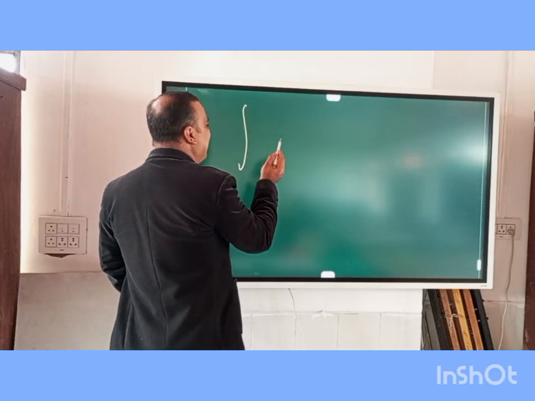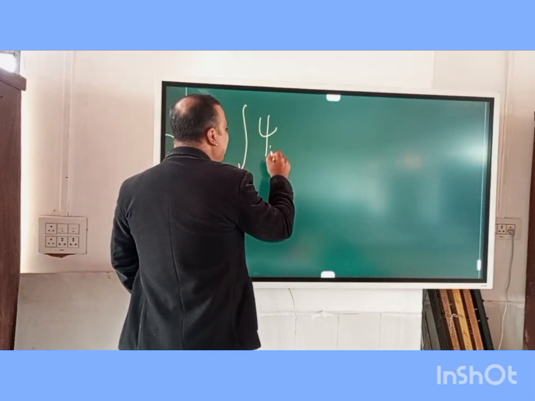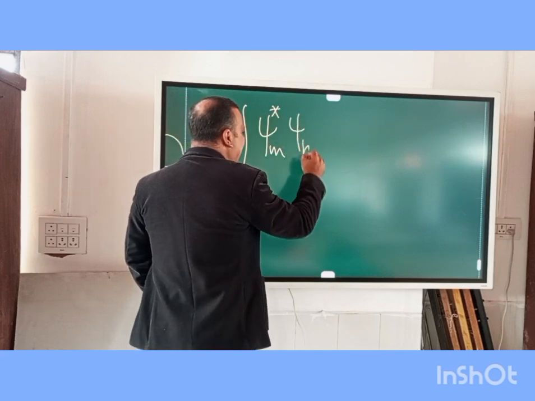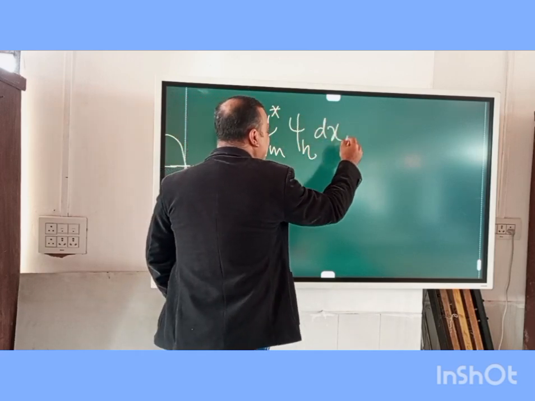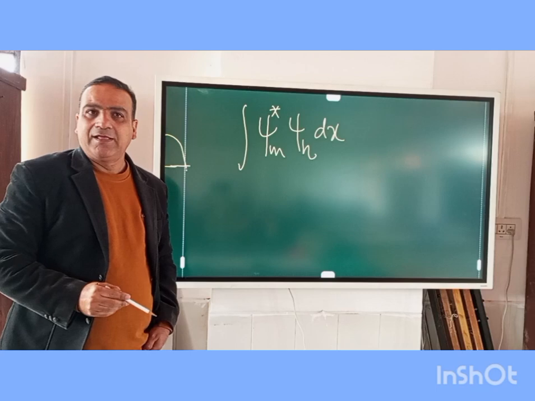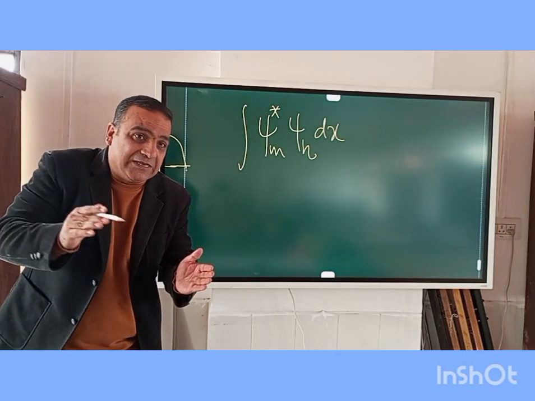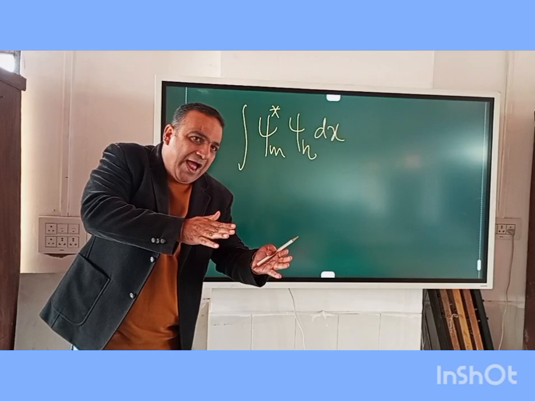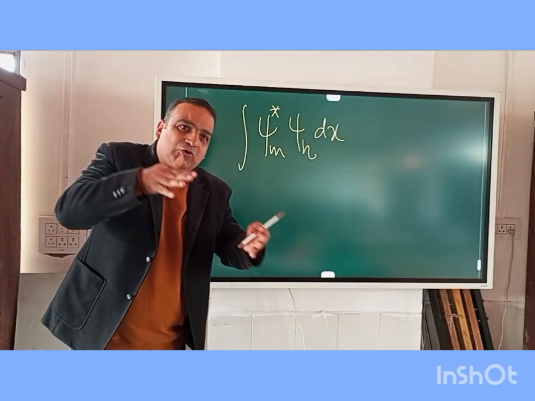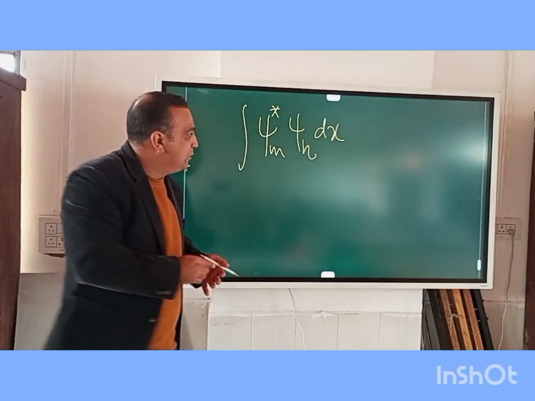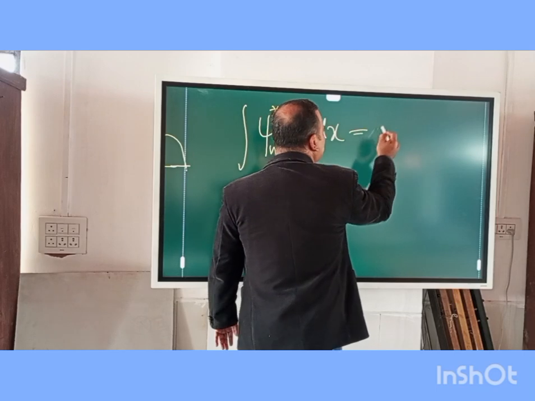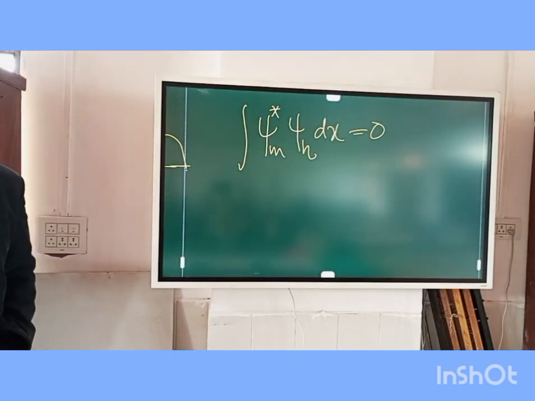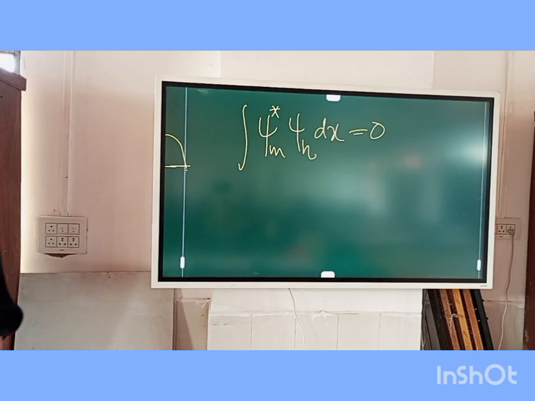That means the integral, if I define psi n star psi n dx, they have to be orthogonal. Psi 2 has to be orthogonal to psi 1. Psi 3 has to be orthogonal to psi 2. So what does that mean? That means this must be equal to 0. Right? This must be equal to 0.